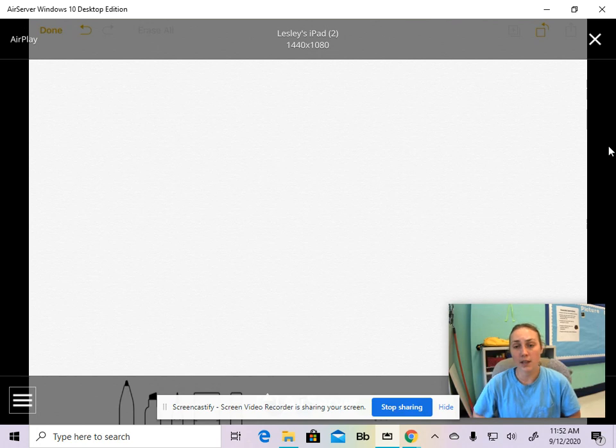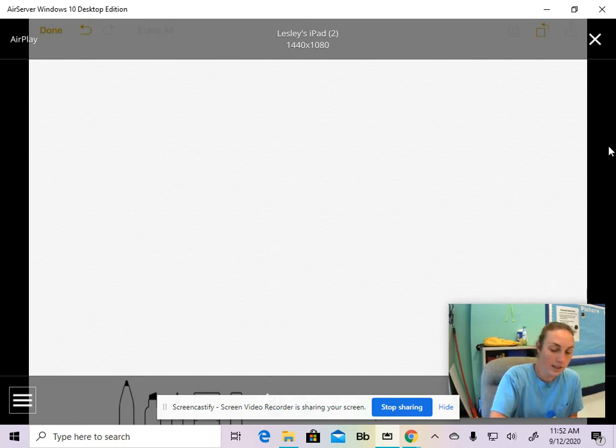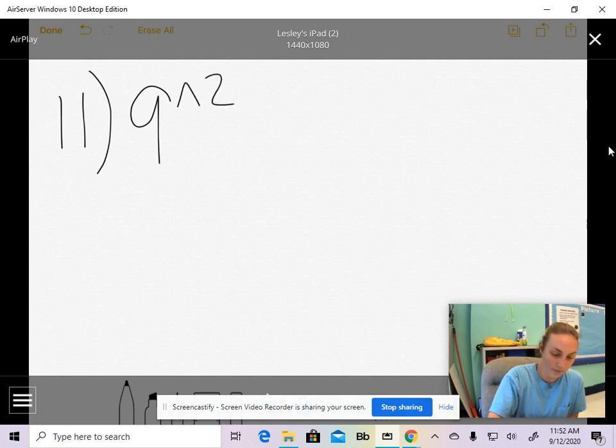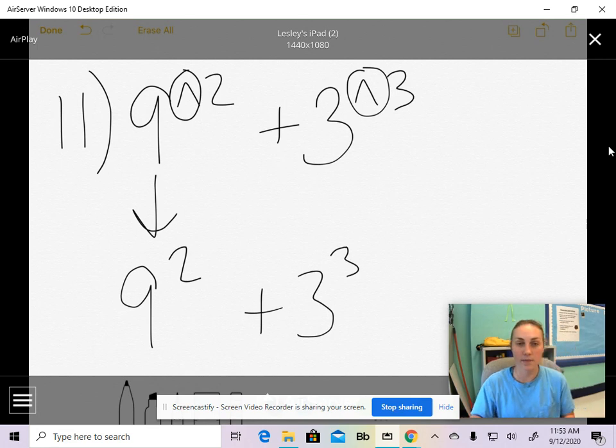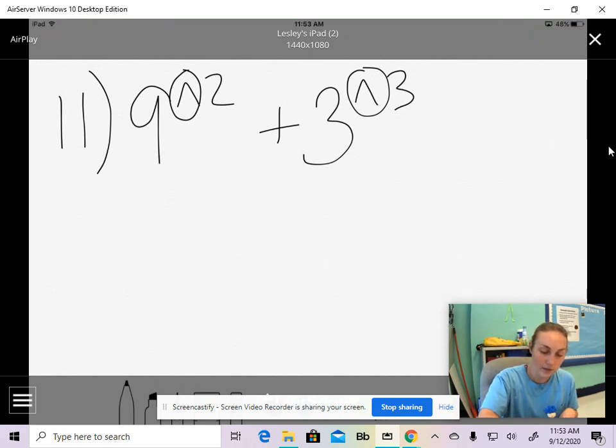Group A and Group B, when y'all come to school in person, we will make a foldable together, so you can have that as well for the test. But let's go ahead and do an example on here. So number 11 looks a little bit like this. This little symbol right here basically means the same thing as 9 squared plus 3 cubed, okay? I have that on the worksheet, but don't worry, it means the exact same thing. So let's get rid of those and let's go ahead and do this.